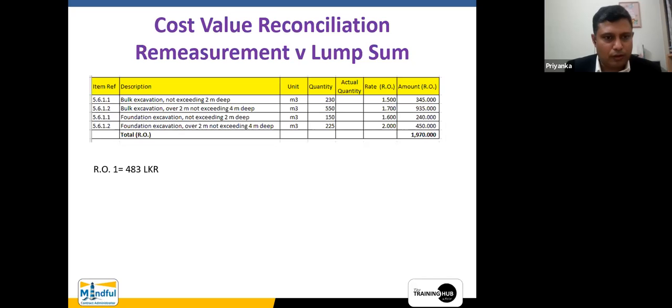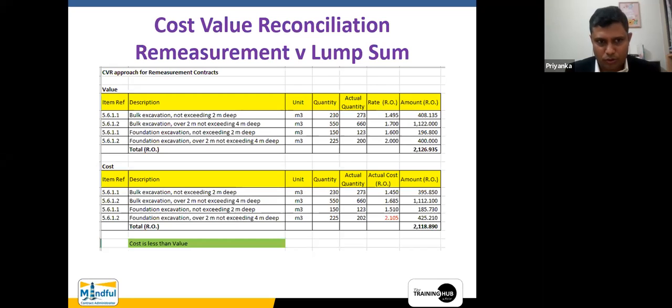Right. Then it says the bulk excavation not exceeding 2 meters deep, you have a quantity of 230, rate of 1.5. As for the BOQ, if you expand all these figures, you will end up with 1970 riyals. So this is the agreed value as per the contract, right?